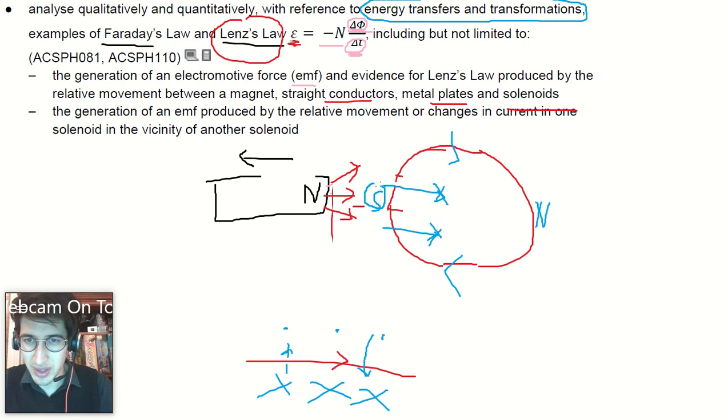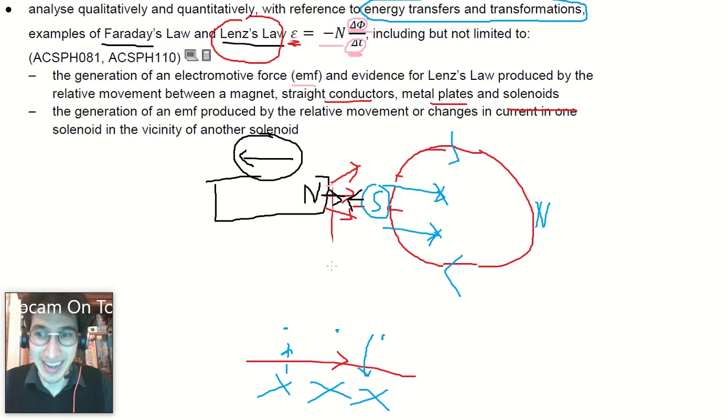This south is going to attract the north and vice versa. They're going to put a force on each other, pulling them towards each other. What does this force do? It slows the magnet down. Remember, the magnet's moving away, but now it's being pulled back towards the coil, slowing it down. The magnet is losing kinetic energy. That kinetic energy is being converted into electrical energy.